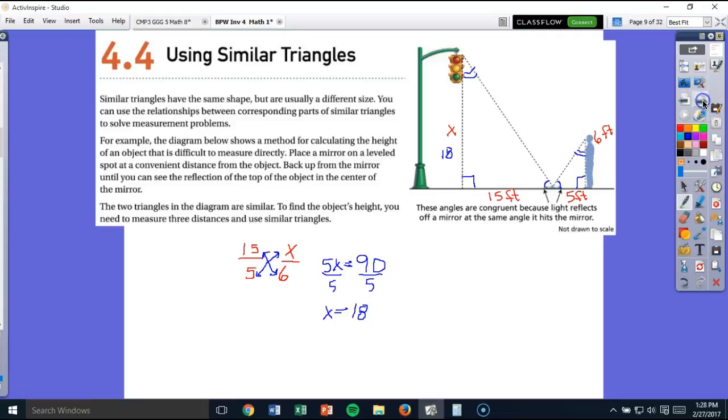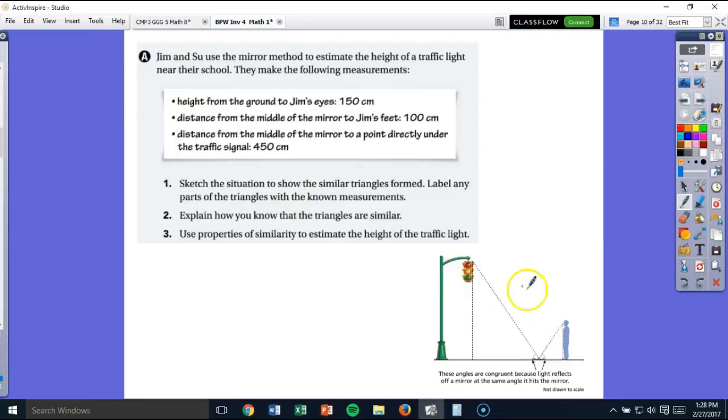Now, as we take a look at the problem, they're asking you to use this same picture. They're giving you different measurements, though, than what I did. So go ahead and take a look here at what they're asking you to do. Sketch a situation. You don't necessarily have to do that. Explain how you know the triangles are similar. We discussed that a little bit. And use properties of similarity to estimate the height of the traffic light. I showed you how to do that. So we'll do this one.